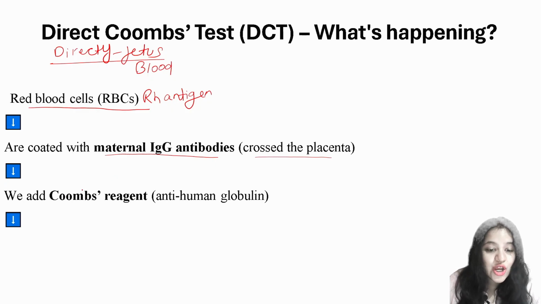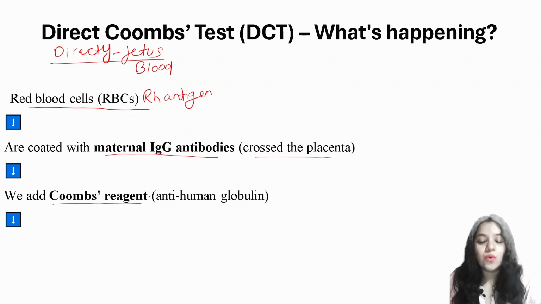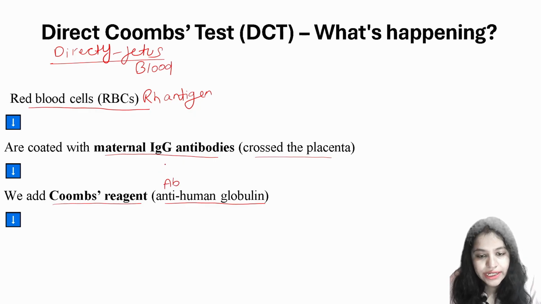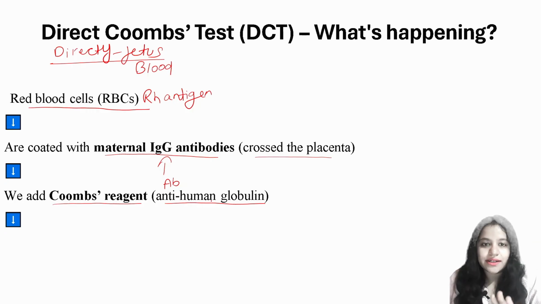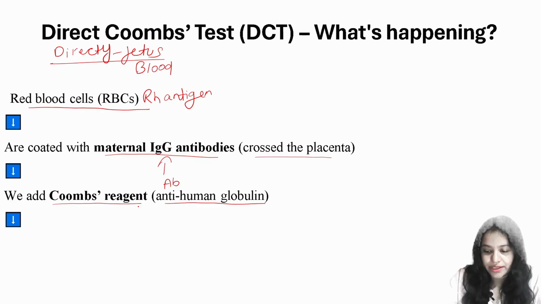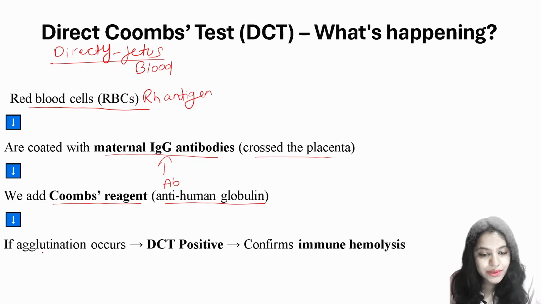We will add Coombs reagent. Coombs reagent contains anti-human globulin, which are antibodies to this maternal IgG antibodies, okay? Antibody to an antibody. This is Coombs reagent. Now, if agglutination occurs, your direct Coombs test is positive. It confirms there is hemolysis happening, okay?